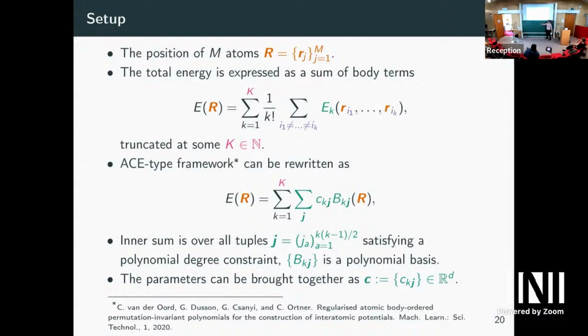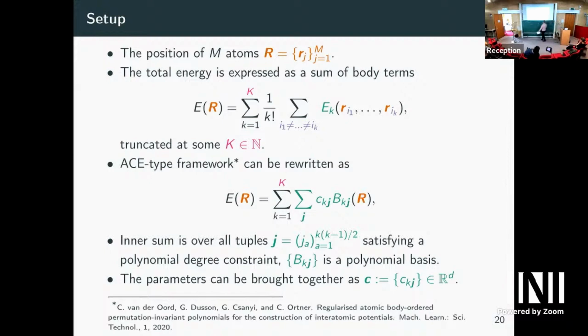So for two body terms, we map from R3 to a scalar coordinate. Here we map to three-dimensional space, and then the basic point is that this transformation ensures that these constraints related to invariances are satisfied, and then the B_k are simply higher and higher order polynomials.